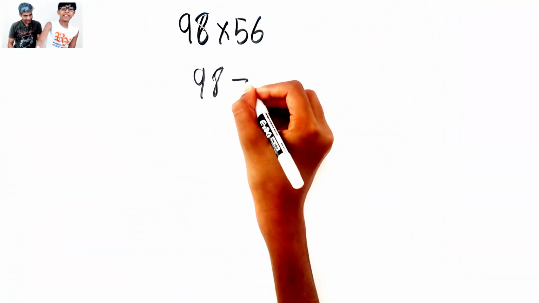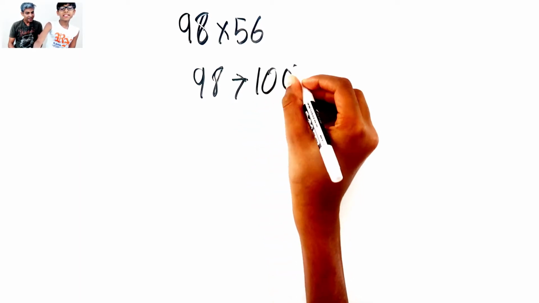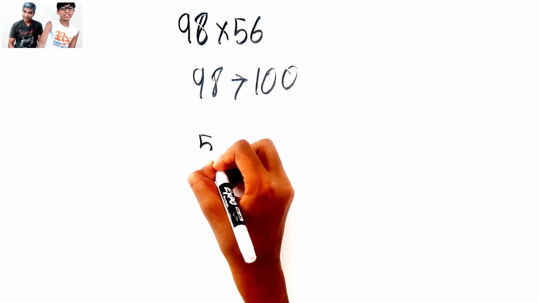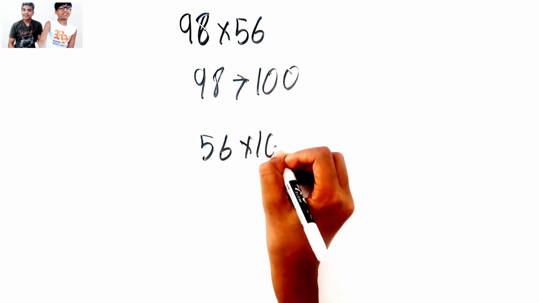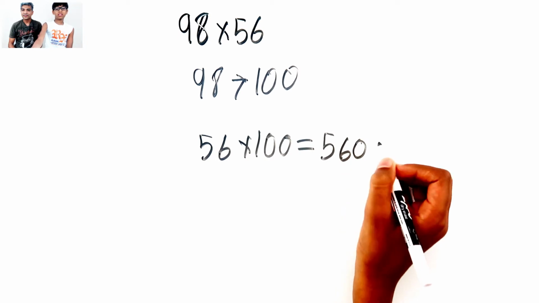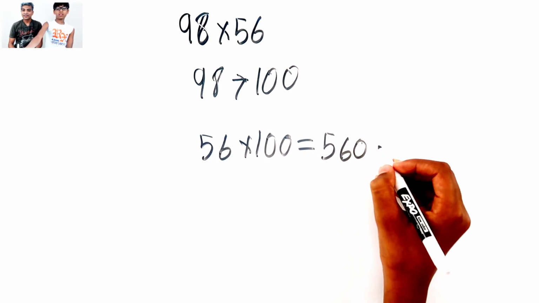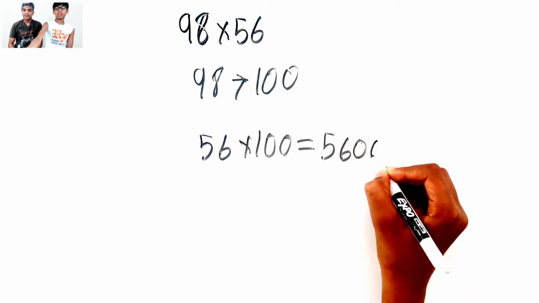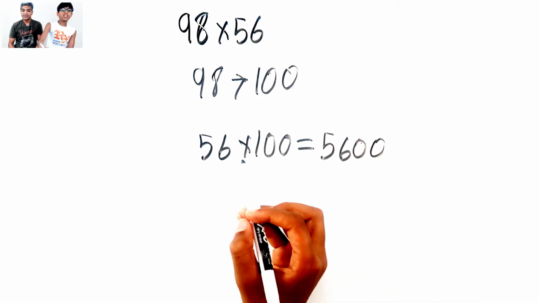Okay, I'll give you a small trick. What if I make 98 into 100? Oh yeah, that would be much easier. Yeah, try it. So we need to make 98 into 100, which would be super easy. Like 56 times 100 is definitely 560. No, I mean 5,600.